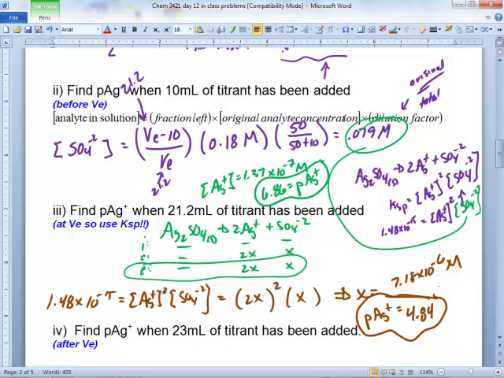So a lot of the homework sometimes says when 1/2 VE has been added. Well, you just find out what VE is, multiply it by 1/2, and that's where you're at. I think the homework does that a lot, instead of writing down numbers.